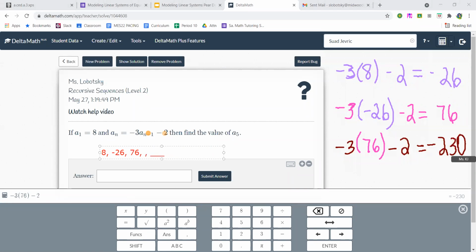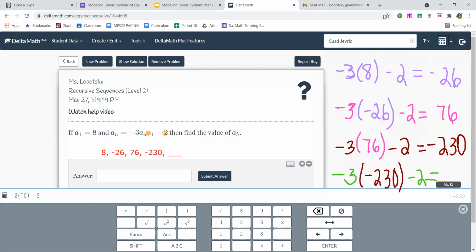What do you guys notice? What's a pattern that you are seeing? What's a pattern you're seeing? 2, 7, 10, 10. So we're not picking answers.